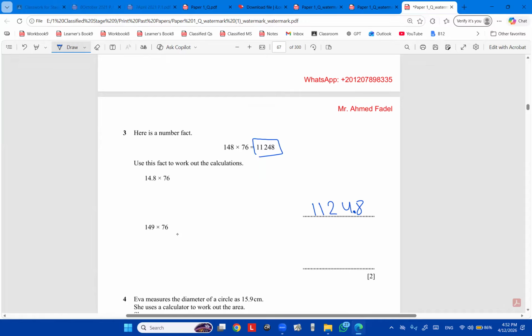149 multiplied by 76 is exactly the same thing as 11,248, but we have got one more 76. It is not one more of 148 or 149. Here, this means 148 76s, while here they're saying 149 76s. So I got one more 76. So add them up: 11,248 plus 76 gives 11,324.